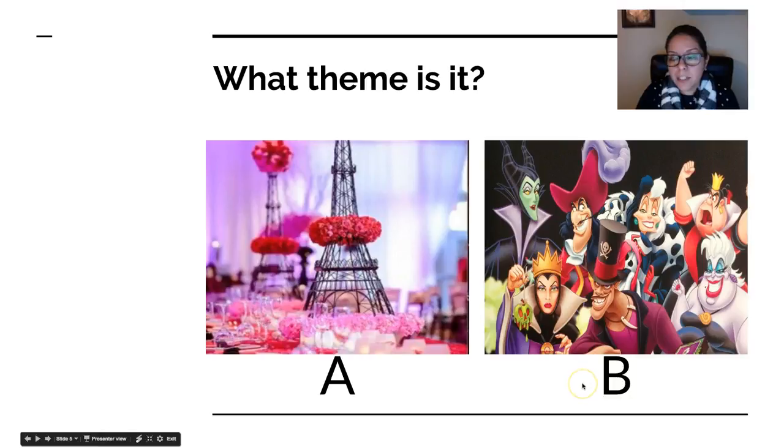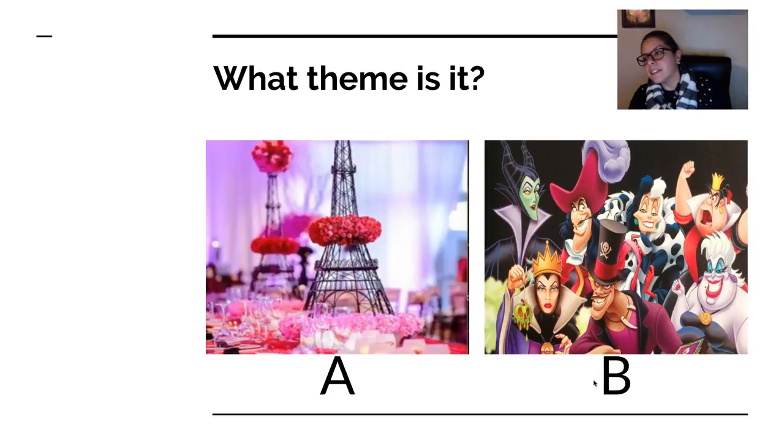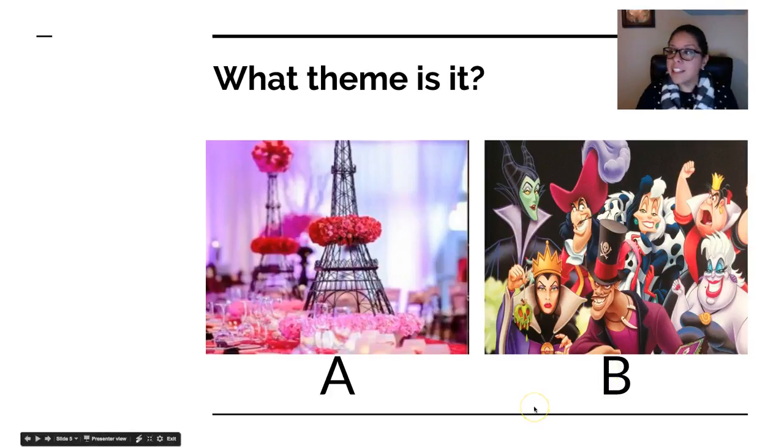Now let's look at image B. What do you think is the theme of image B? Who wants to share? All right, Arlene, what do you think? Villains. Yes, they're all villains, right? Villains means the bad people. It also means antagonist. Perfect. What is another theme of image B?